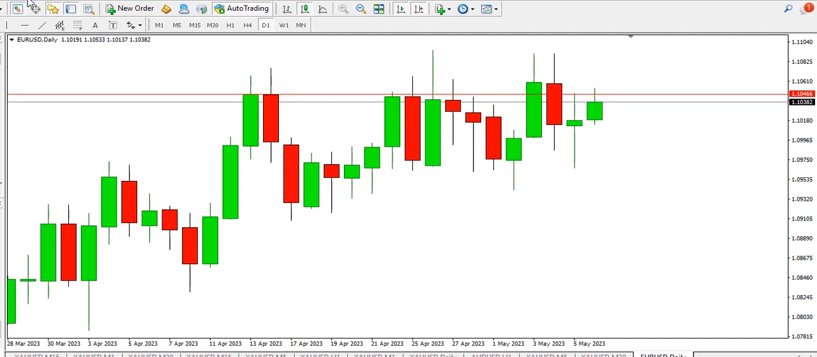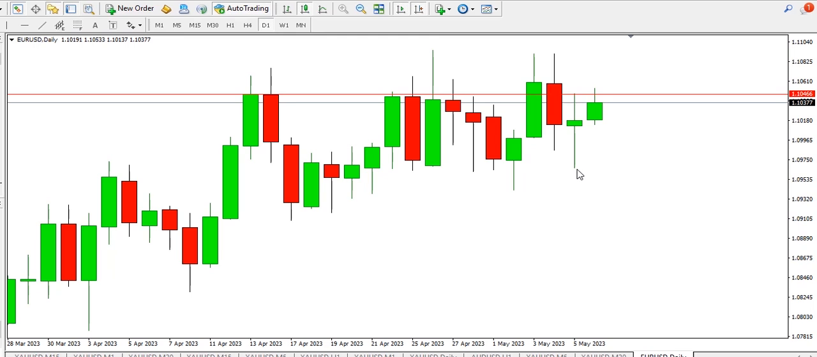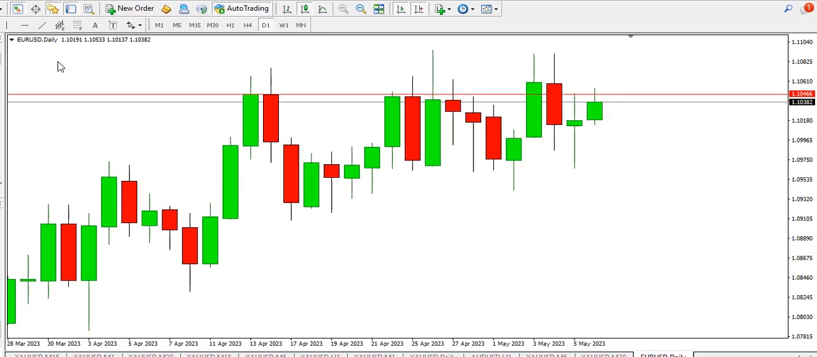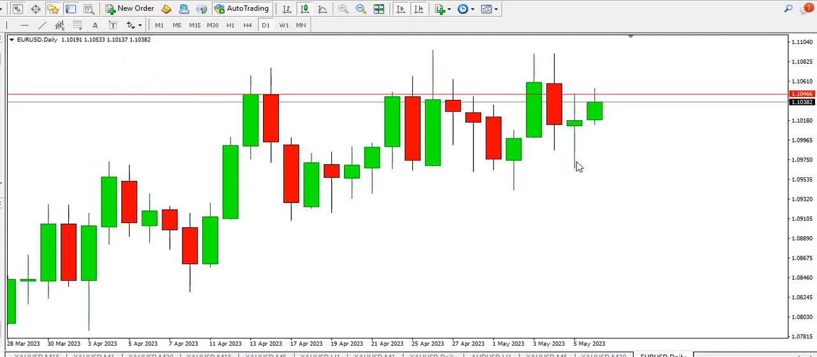This was the low for yesterday, for Friday rather. This was the low for Friday's candle, the low on the daily chart. And this is the low for today. This was Friday's low, and this is today's low. So today's low is higher than Friday's low. Okay, so we have a higher low.